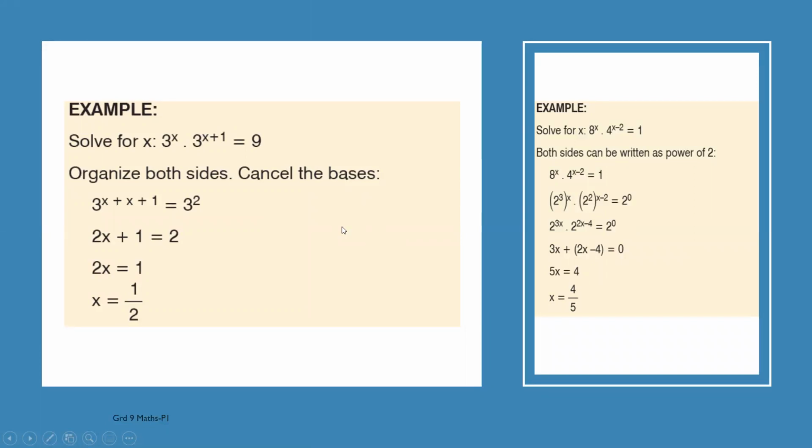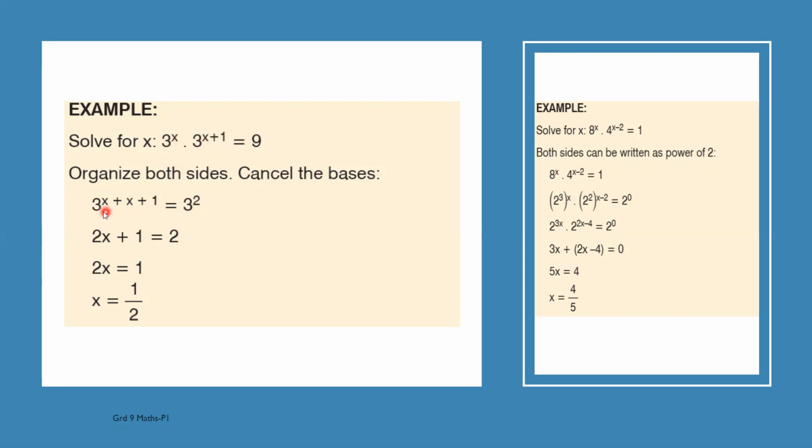Right, now I have 3 to the power of x times 3 to the power of x plus 1 equals 9. Let's first solve this part of the question. Remember the exponent multiplication rule I showed you just now: when we have the same bases, we add the powers. The bases are the same, so I will add the powers, x plus 1.